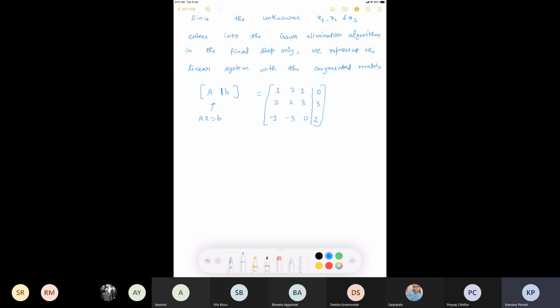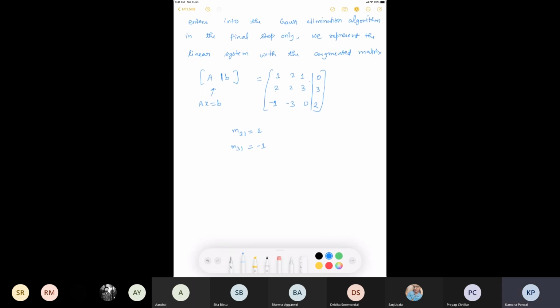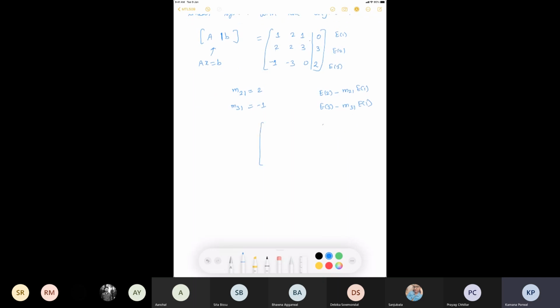So now the first step is that we define the multipliers M21 and M31. Note that A11 is 1. So M21 is simply going to be 2 divided by 1, which is 2. And M31 is -1 divided by 1, which is -1. So this is your first row, second row, and third row. We are going to perform E2 minus M21 times E1, and then E3 minus M31 times E1. If you perform this, we'll get this new matrix.